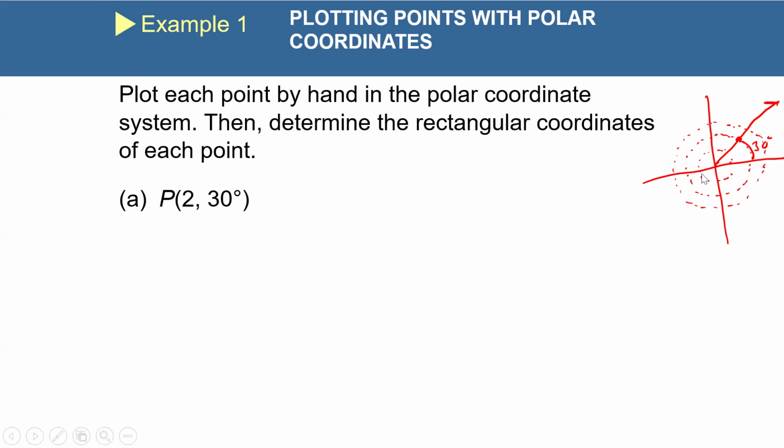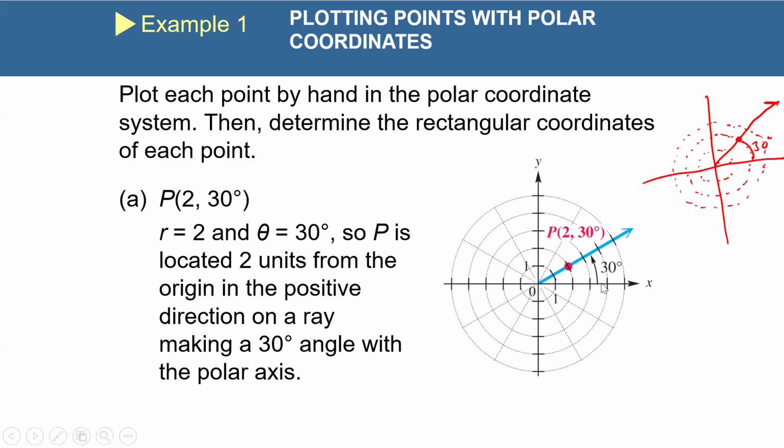Why am I drawing 2 circles? Because how far out am I? 2 radius, right? I'm 2 units on the radius, and then 30 degrees. So here is where this point is located. Okay. Let's look at a better picture. Here you go.